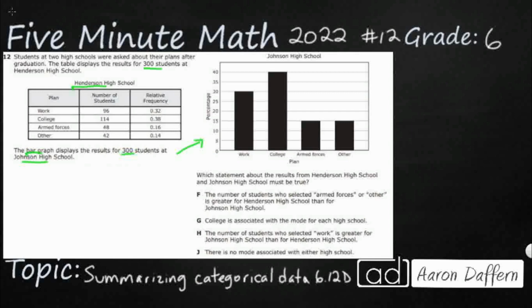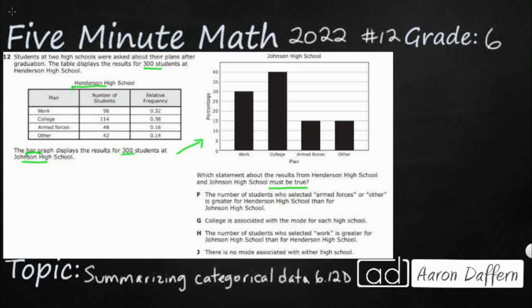So we're supposed to just compare these two pieces of data. One's a table, one is a bar graph, and we need to find a statement that must be true about Henderson High School and Johnson High School. So let's take a look at each of these answer selections. F, the number of students who selected armed forces or other is greater for Henderson than for Johnson.